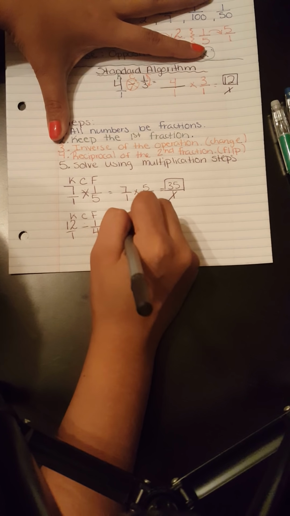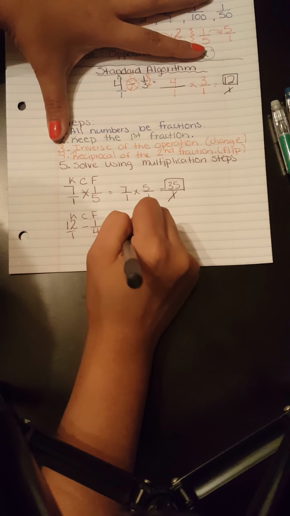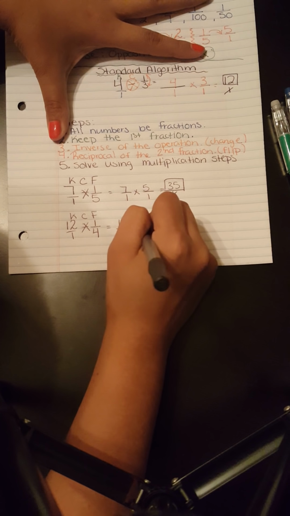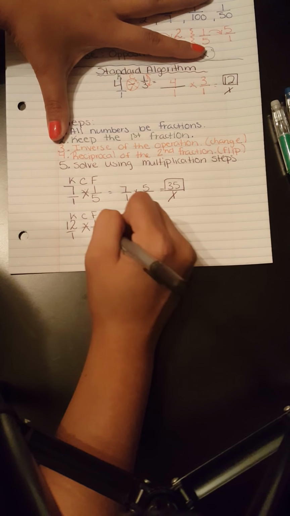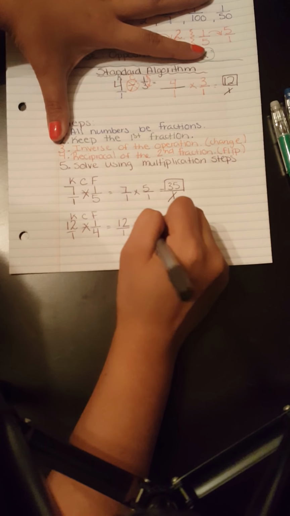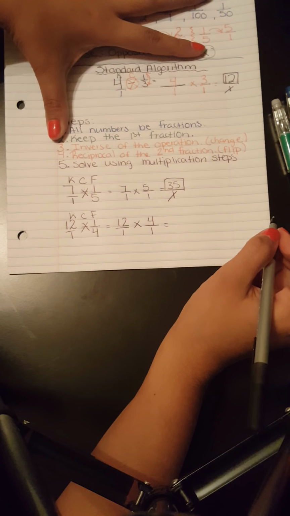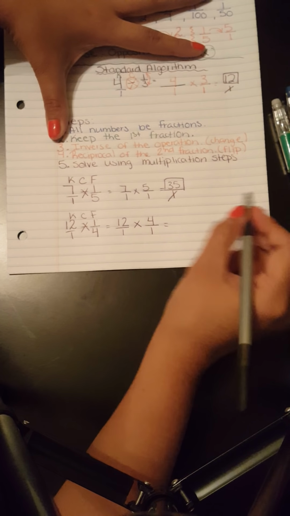Keep the first fraction. Division changes to multiplication, and I'm going to flip my second one. The 4 goes up, the 1 comes down. And now all I have to do is apply my multiplication steps.